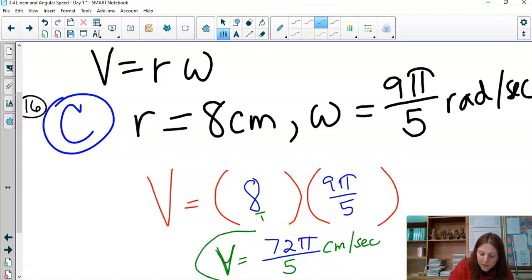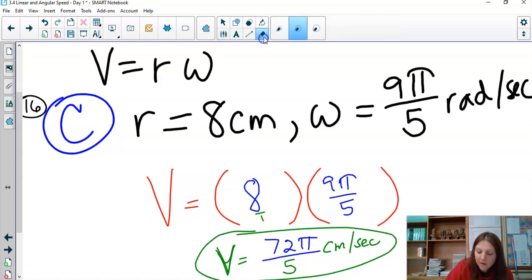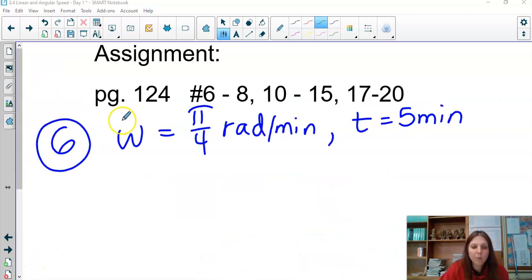Okay, don't worry too much about the labels on these. We're just kind of practicing the labels on these problems. If you get stuck on a label, just look at the answer key and then label it appropriately based on what you see there. Okay, write down the assignment and then we'll take a look at number 6.